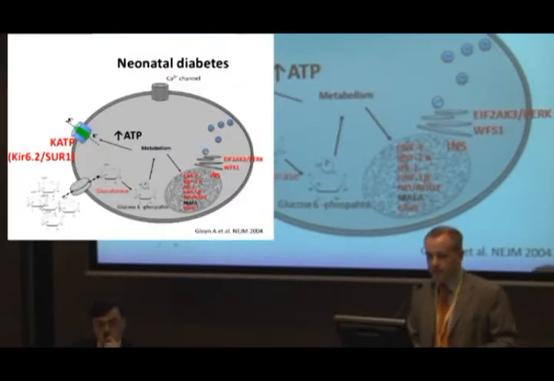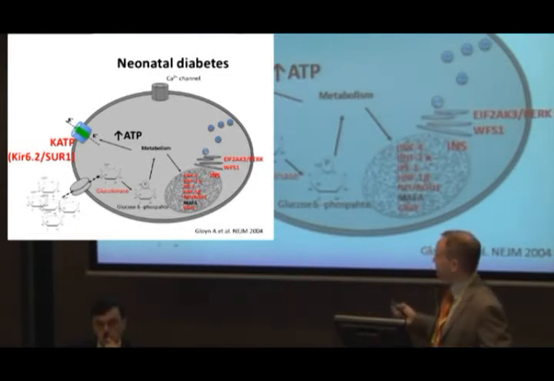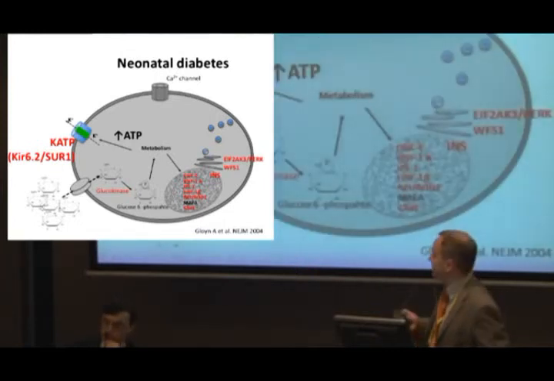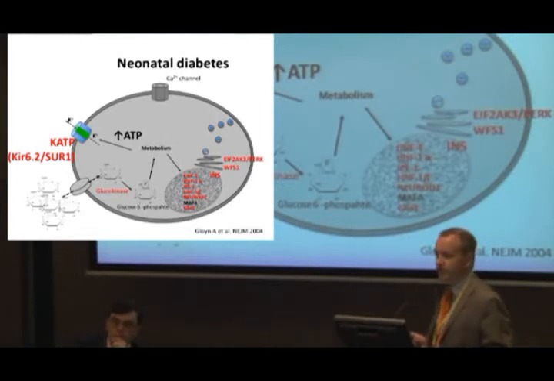Among patients with neonatal diabetes, according to Anna Gloyn's paper, there is a defect related to this potassium channel. So this potassium channel is resistant to high concentration of ATP. So in this case, there is hyperpolarization of the membrane, no calcium ion influx, and no insulin secretion.